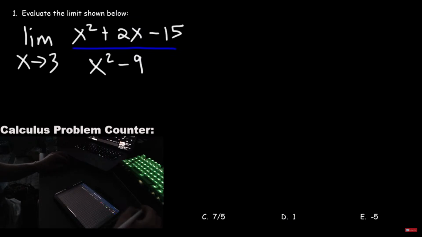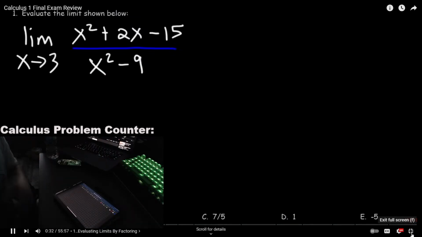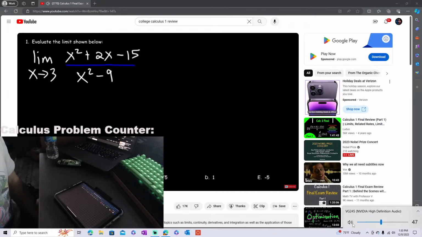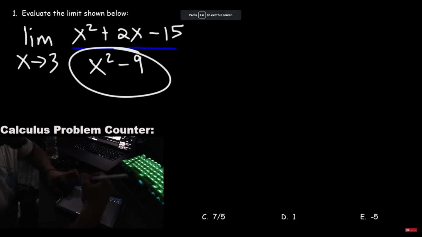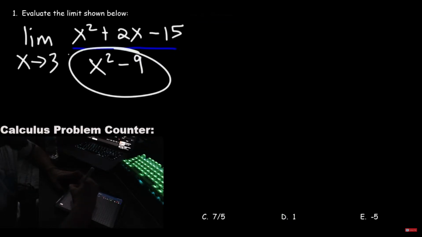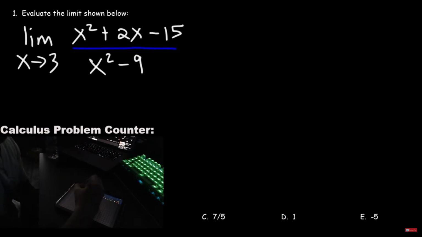Number 1, evaluate the limit shown. Now, it's always good to see if you can use direct substitution. However, if we plug in 3, we're going to get 9 minus 9, which will give us 0 in the denominator. So we can't use direct substitution. In this case, what we need to do first is we need to factor the expression.